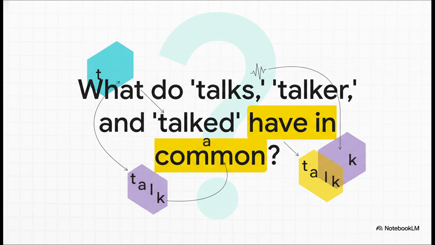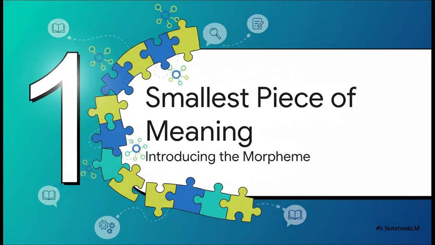Now they're obviously a little different, and they all mean slightly different things, but there's a common thread, right? A stable core that they all share. You see it, don't you? That shared piece is the key to, well, everything we're about to get into. So let's start by giving that key piece a name.